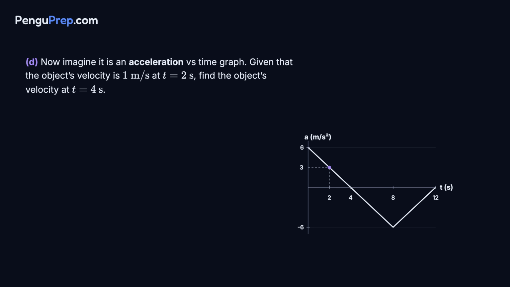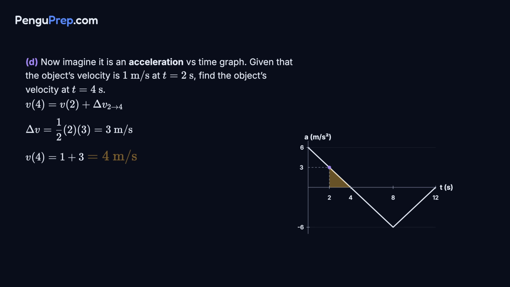Since you're given that the object's velocity is 1 meter per second at t equals 2 seconds, you just need to add the change in velocity from t equals 2 to 4 seconds onto that original velocity to get the velocity at t equals 4 seconds. Since this is an acceleration graph now, the area underneath it will represent the change in velocity. Since we're trying to find the change in velocity from 2 to 4 seconds, we have to find the area of this right triangle. That's going to be 1/2 times 2 times 3, which is 3 meters per second. So the final answer is going to be 1, which is the original velocity, plus 3 meters per second, which is the change in velocity, and that gets you 4 meters per second.